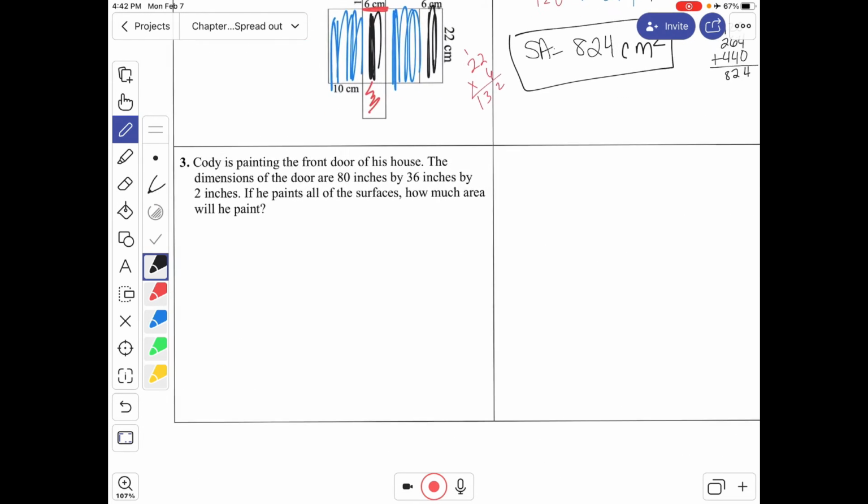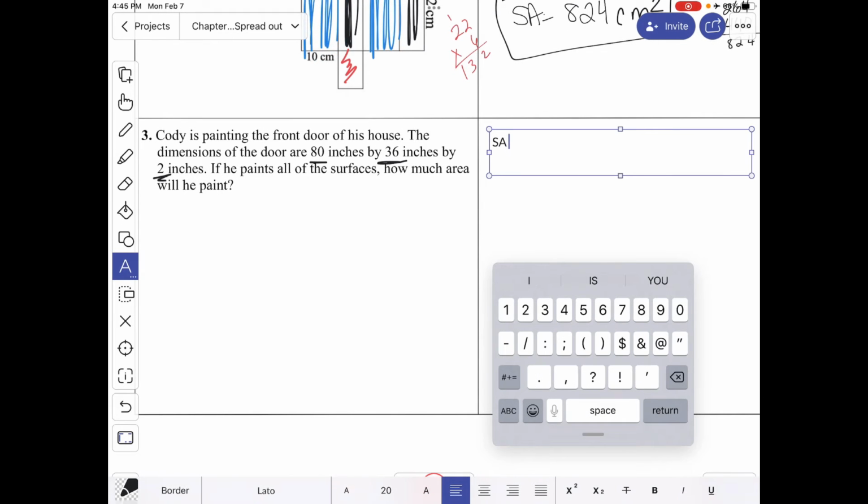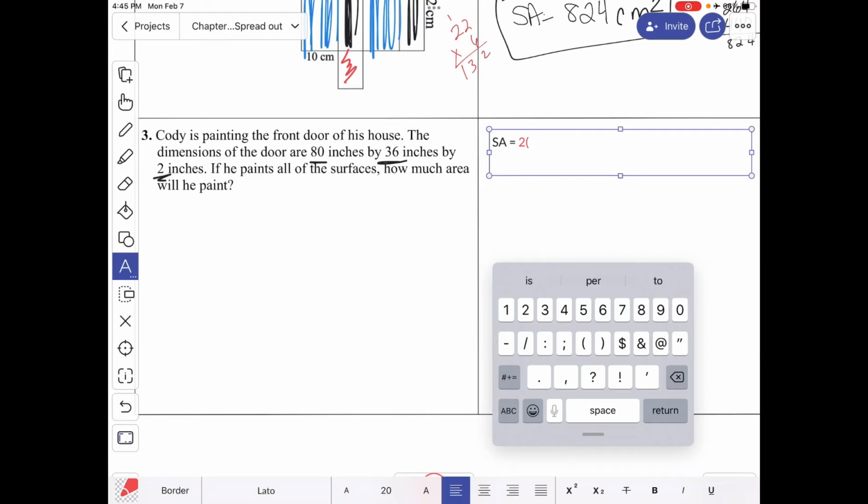Okay, so let's look and see if we've recognized the pattern well enough to do it without a picture. Number 3 says Cody is painting the front door of his house. The dimensions of the doors are 80 inches by 36 inches by 2 inches. If he paints all the surfaces, how much area will he paint? So let's see if we can find that pattern. Remember, surface area equals, and then it's always going to be 2 times something. So let's pick 2 numbers, since that's all they gave us. I'm going to pick the first 2, 80 and 36.